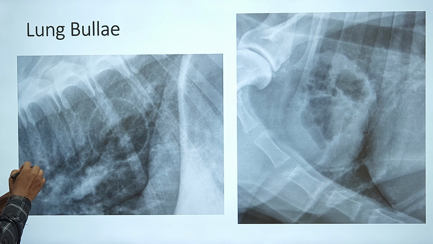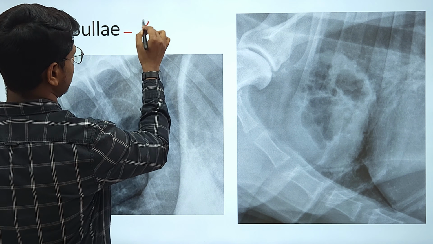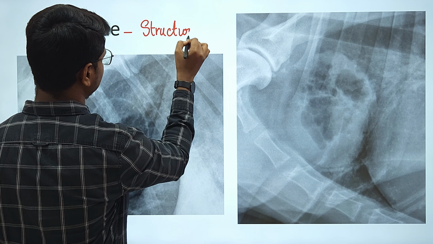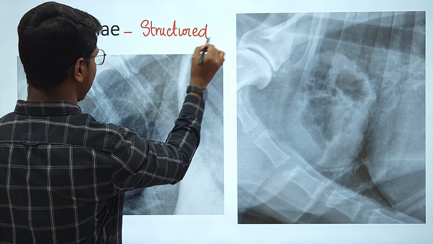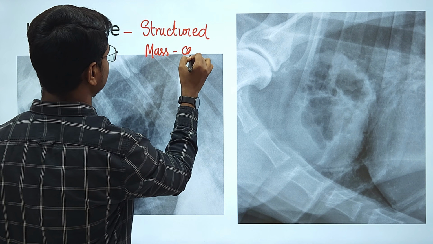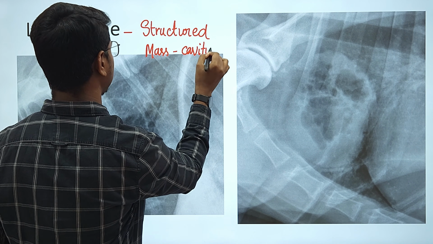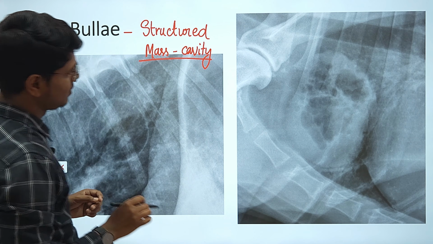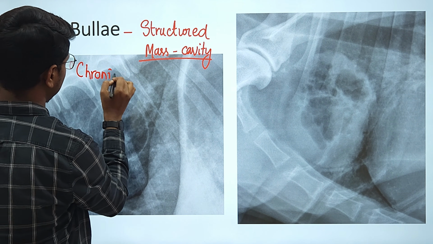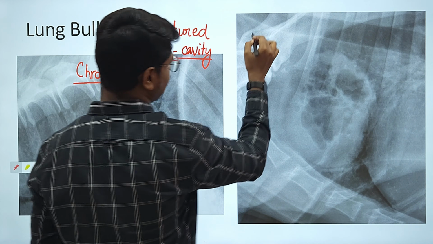Lung bulla is basically a structured interstitial pattern. It means it's a mass, but a mass with a cavity. Mass with a cavity is known as lung bulla. It can be chronic, the chronic lung bulla, or recent traumatic.